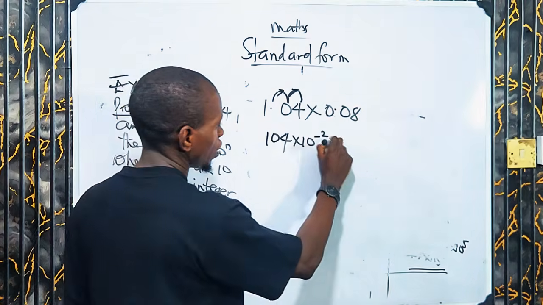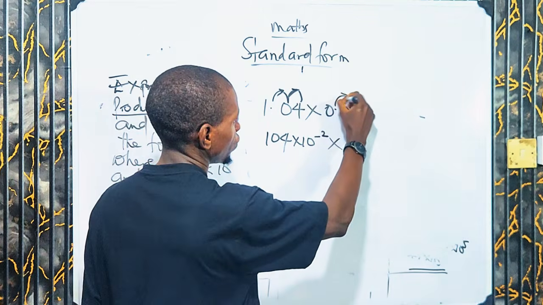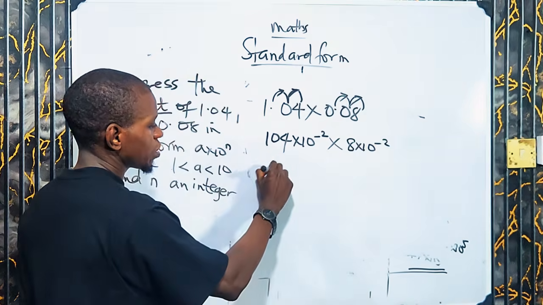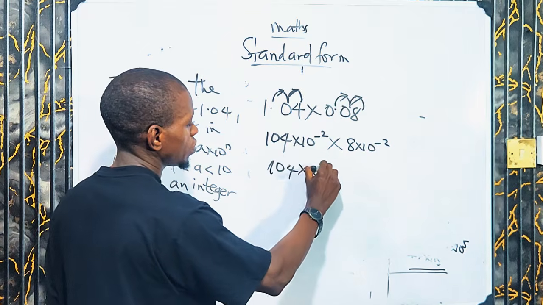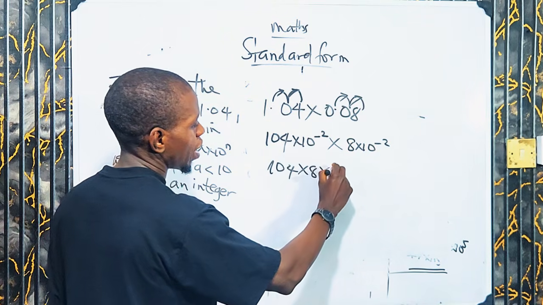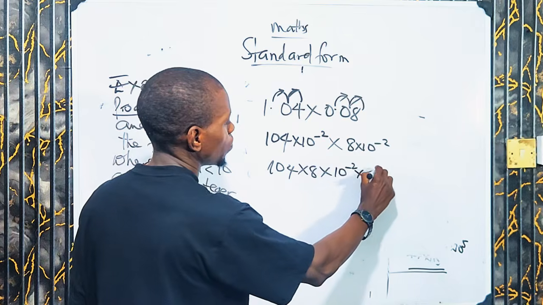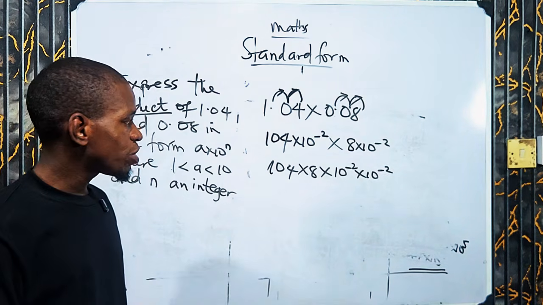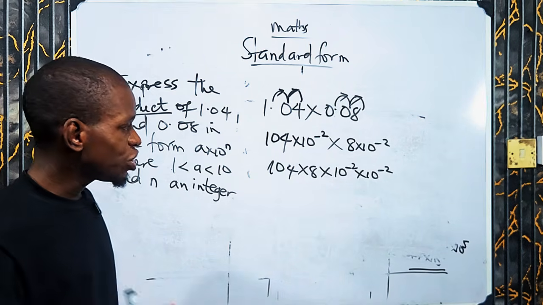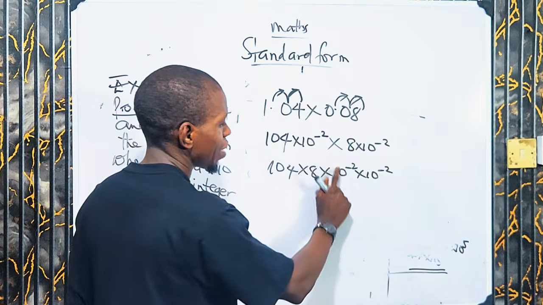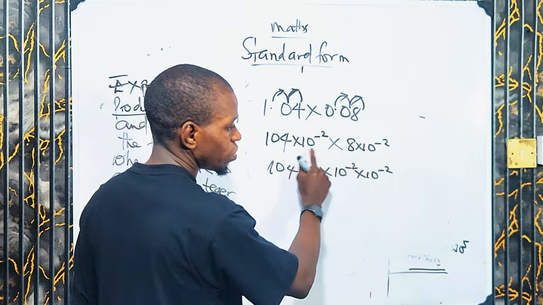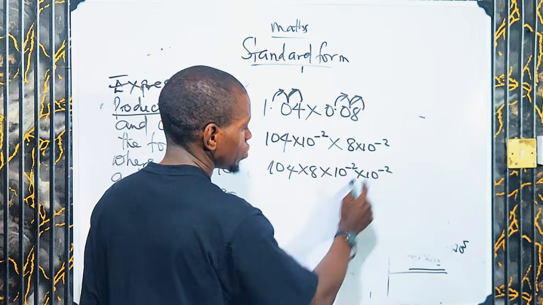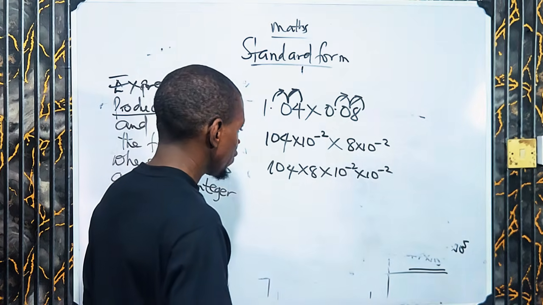So what next am I going to say? I'll say times, again moving front to back twice, so I have 8 times 10 to the power minus 2. At this point, I can say 104 times 8 times 10 to the power minus 2 times 10 to the power minus 2. Be careful with the multiplication sign. Under multiplication, you're going to multiply out, but under addition, you're going to choose one of them that are the same and write. Here, you're going to write both of them.